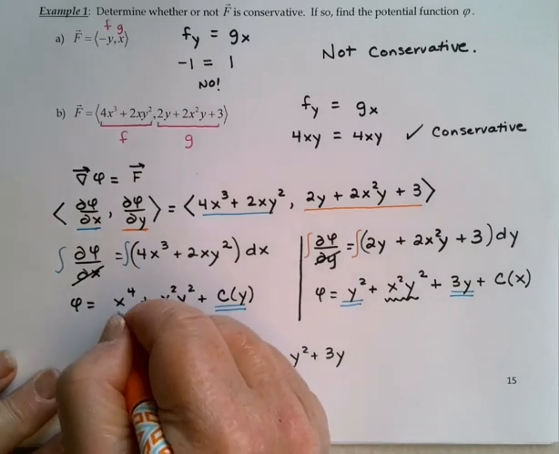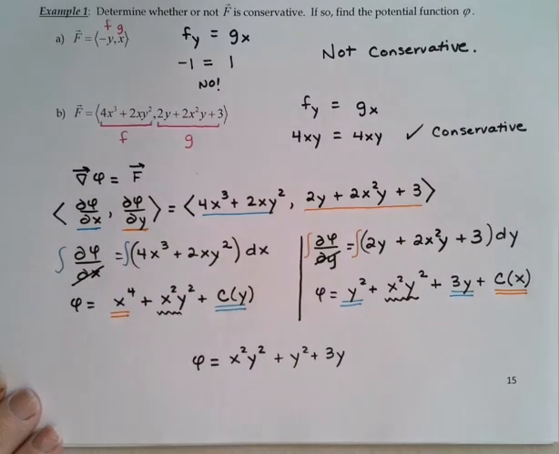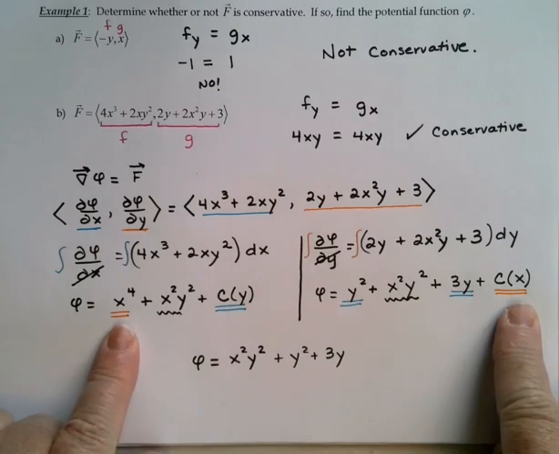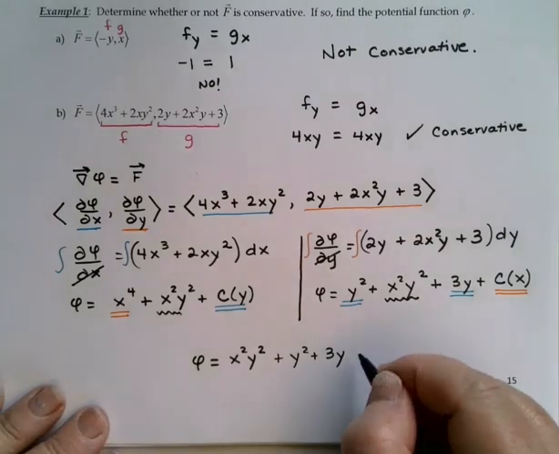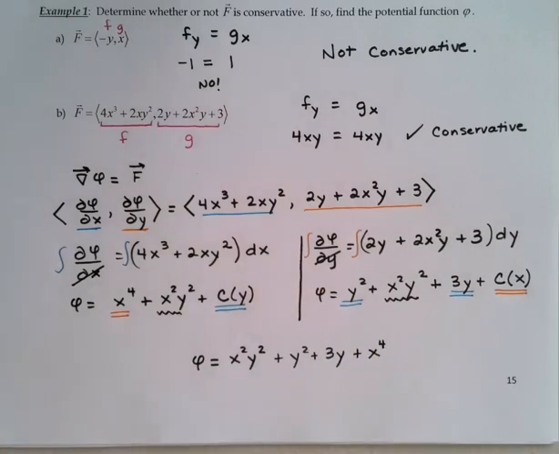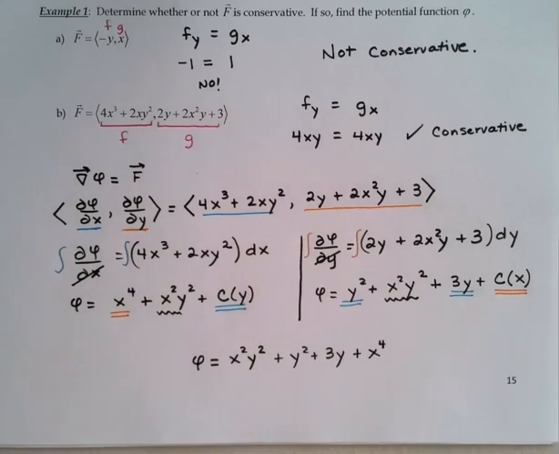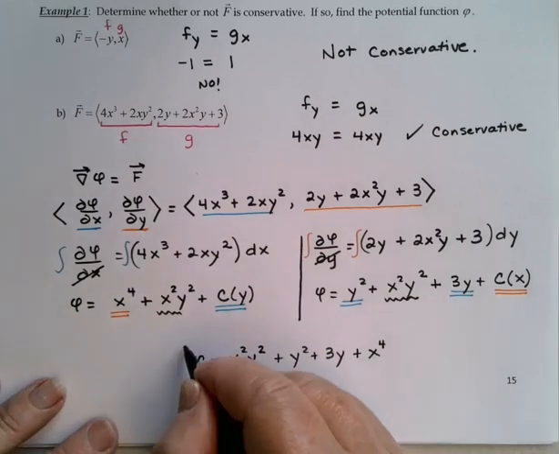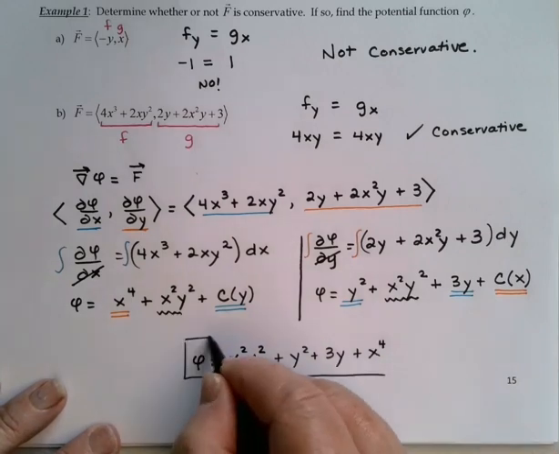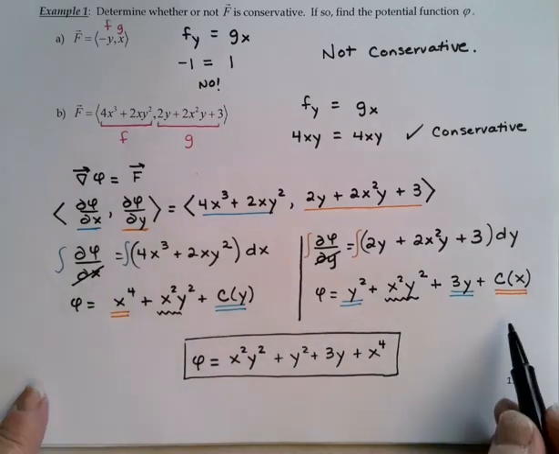Similarly, this x to the fourth could correspond to that c of x. It's a function of x only, and so I can put x to the fourth in my final answer. It corresponds to c of x. So all of these pieces are represented in both forms, one way or the other. And there's my potential function, there's my phi.